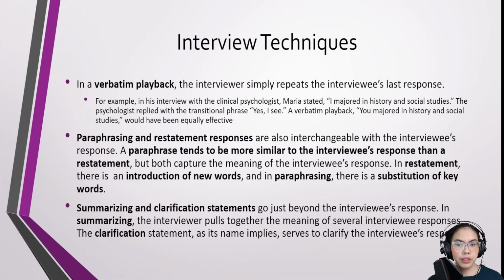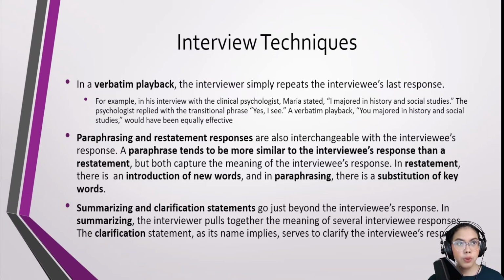Like, for example, in our example here, if the patient says, "I majored in history and social studies," when you restate, you simply say, "Oh, so you were enrolled in the history and social studies program." Okay, so there is an introduction of new words there. So we are restating what the patient or client is saying, and in paraphrasing, substitution is there. Okay? Another technique is summarizing and clarification of statements.